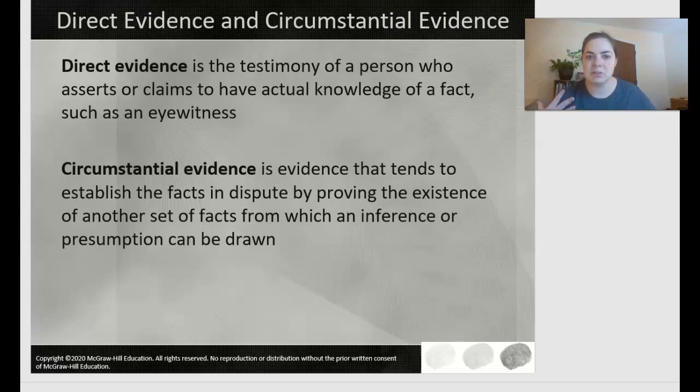So when we're talking about direct evidence, that is the testimony of a person who asserts or claims to have actual knowledge of a fact. So an example here would be an eyewitness. Circumstantial evidence is evidence that tends to prove and establish the facts in dispute by proving the existence of another set of facts for which an inference or presumption can be drawn.